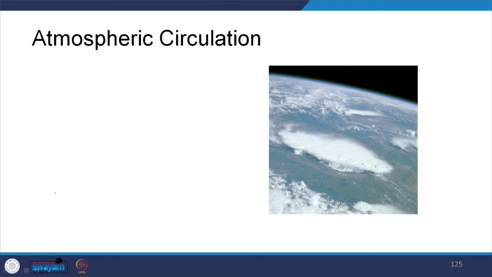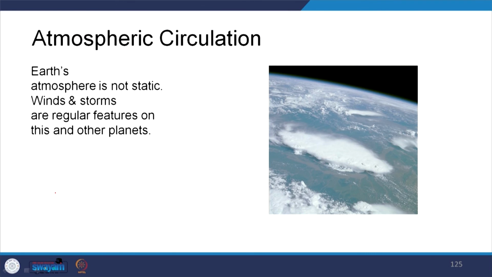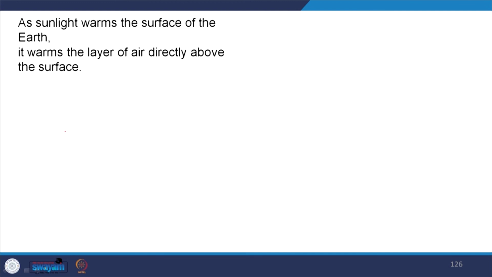Okay. Now, atmospheric circulation. So, what is atmospheric circulation? Earth's atmosphere is not static. It's a dynamic thing. I mean, it doesn't stay still. Winds and storms are regular features on this and other planets. An example that the atmosphere is not static is that there are winds and storms which are regular features that you see in the atmosphere. Okay. So, what is the reason for the circulation of the atmosphere? Why should the Earth's atmosphere move from one point to another point? It's a fluid system. Nothing can stop a fluid system from moving from one point to another point.